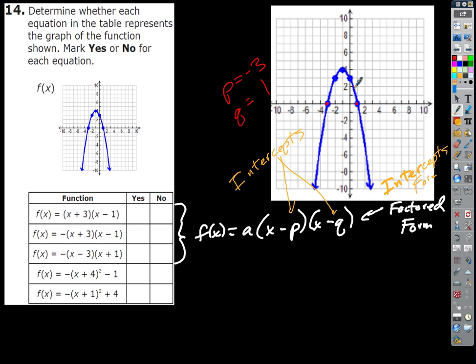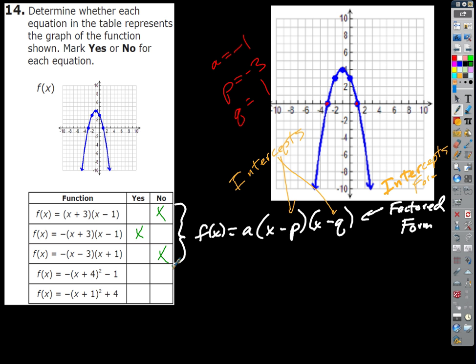Well, what's A? Positive or negative? Negative. If I'm going over 1 and down 1, what's A? -1. So if P is -3, Q is 1, and A is -1, which of those three is the right answer? The middle one. That makes sense: I've got -1 times x minus -3, which is x plus 3, times x minus 1. So that's the right one. Those two are wrong.